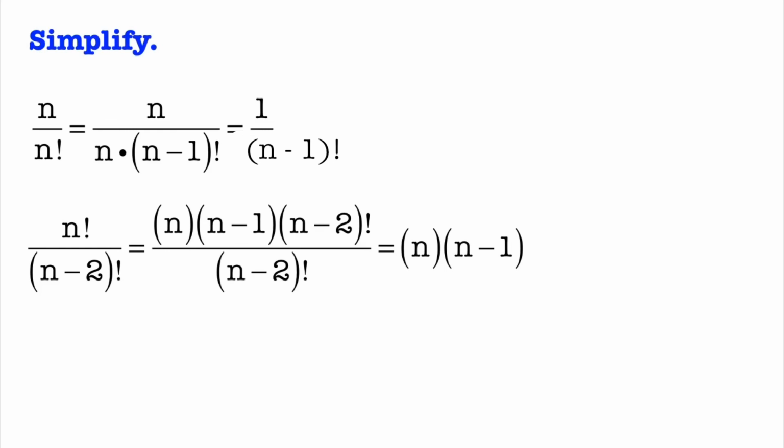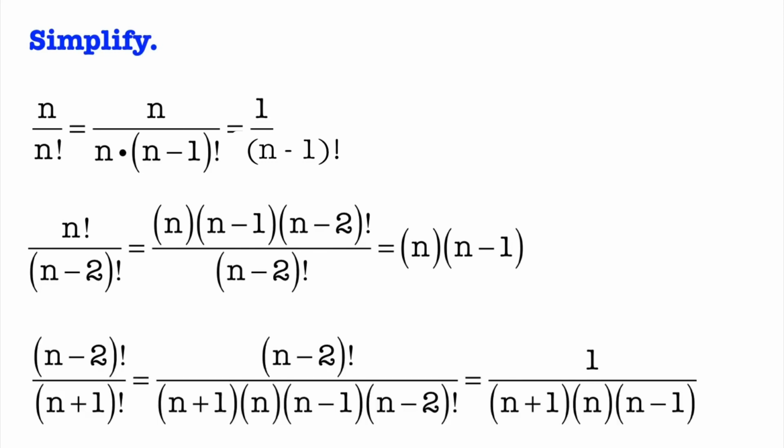Since our goal is to simplify, we know that we have to cancel out common factors. So let's try rewriting the numerator. So we have n times n minus 1 times n minus 2 factorial. We stop at n minus 2 factorial since we can already cancel it out with our denominator, leaving us with n times n minus 1.